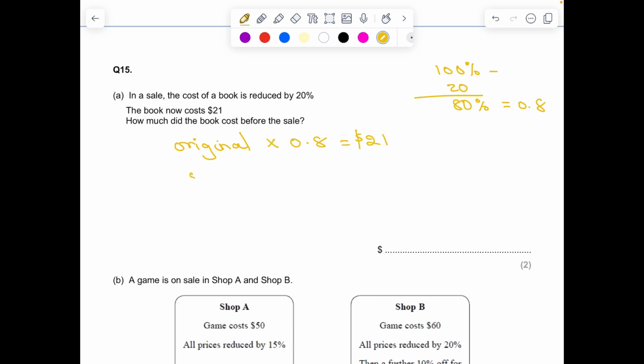Then you work backwards and you do 21 divided by 0.8. So you do the opposite of timesing by 0.8, and that will give you the original cost. So the original cost was $26.25.